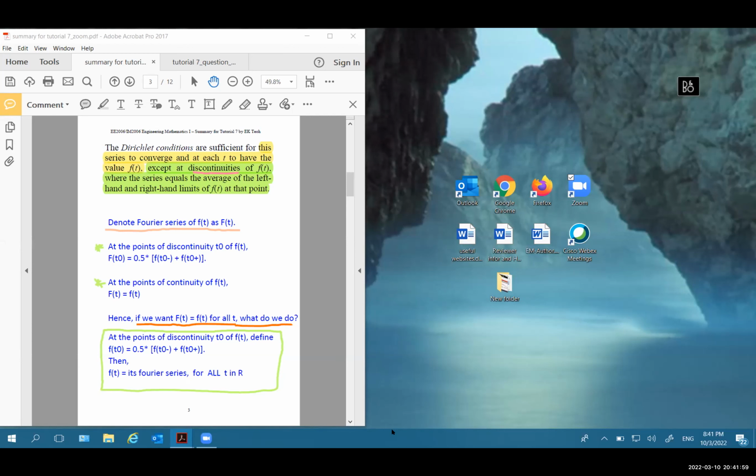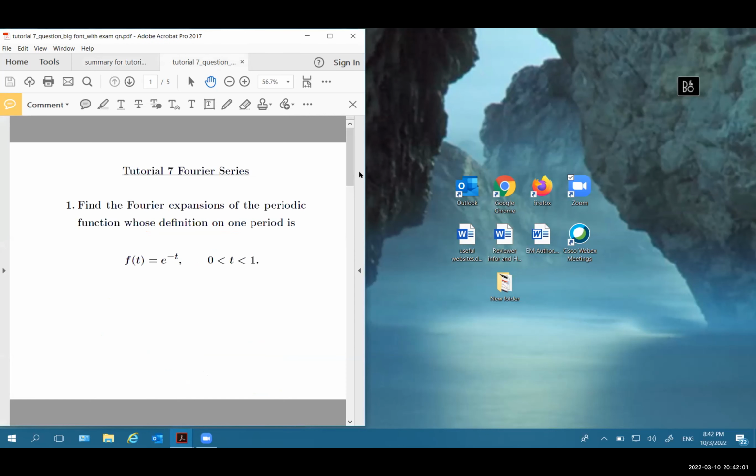Okay, so now we go to our first question. Here we want to find the Fourier expansion of the periodic function. You notice the function must be periodic, otherwise you cannot talk about Fourier series. This periodic function has its definition on one period given like that. So t from 0 to 1 is one period.